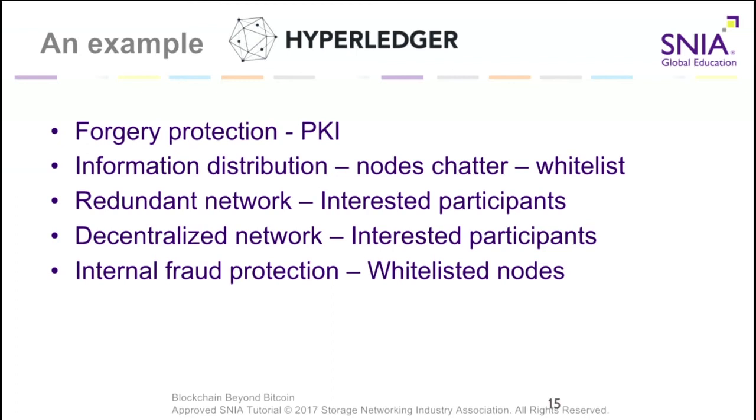It's being looked at a lot, especially as a consistent key-value store used for what are called business-to-business contracts, smart contracts, and things like that. It does things in a slightly different way. The forgery protection still uses asymmetric key pairs, but the next three are interesting: how it actually does the redundancy, decentralization, and so on.